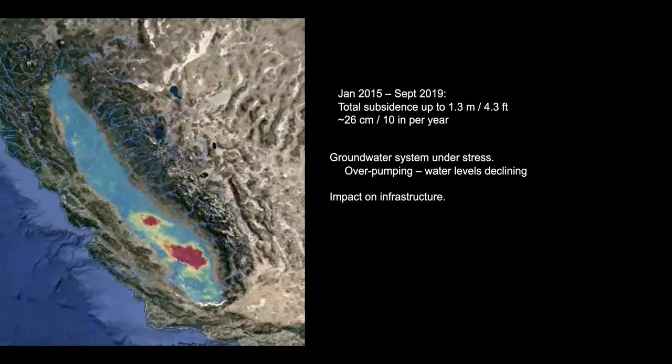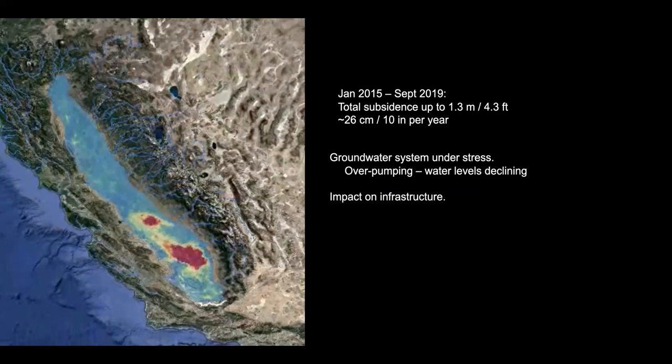And I'm sure many of you have seen that old slide from the USGS showing subsidence in the Central Valley. It was 26 centimeters a year back then. It's still 26 centimeters a year. We're not very quick to learn. So this clearly shows a groundwater system under stress, overpumping, water levels going down. And that is what's causing this subsidence.